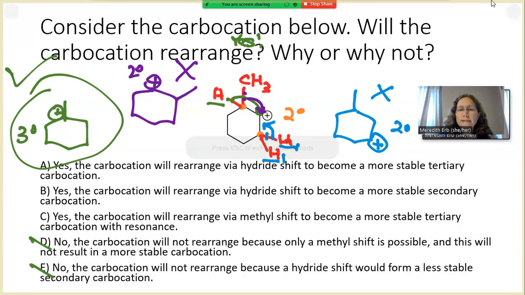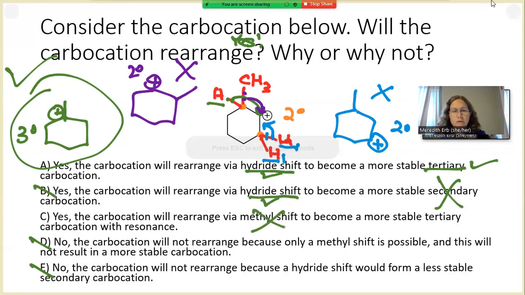Next, we have to figure out, why does it change? So we have to look at the reasonings of our answer choices. The first one says, yes, the carbocation will rearrange via hydride shift. That's true. That's what we found, to become a more stable tertiary carbocation. So A checks out. If we look at B, yes, the carbocation will rearrange via hydride shift to become a more stable secondary carbocation. That doesn't make any sense. C says, yes, the carbocation will rearrange via methyl shift. That's not correct. That means our answer is answer choice A. Yes, the carbocation will rearrange via hydride shift to become a more stable tertiary carbocation.